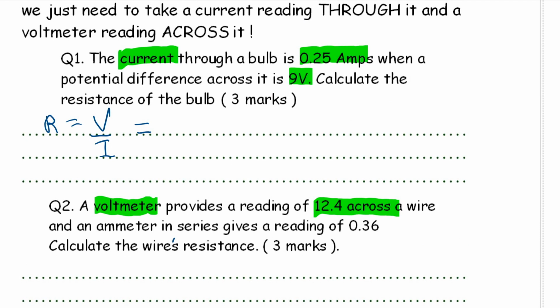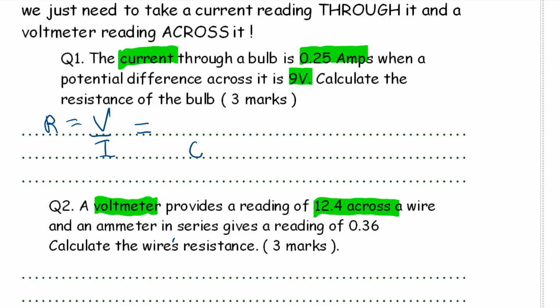Question 1, recap. Remember ENAU: equation, number, answer, units. And remember to highlight the important parts of the question. The current through a bulb is 0.25 amps. Now we've done the E part of the question, which is writing down the equation.